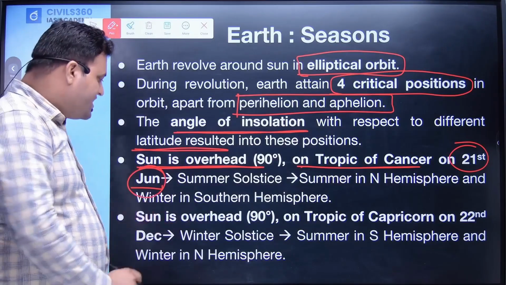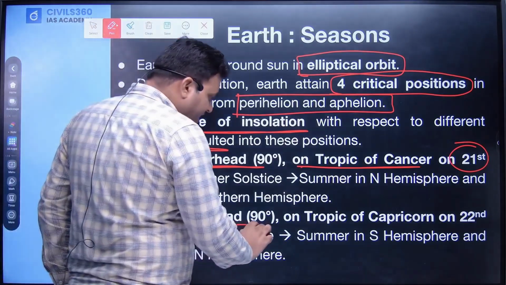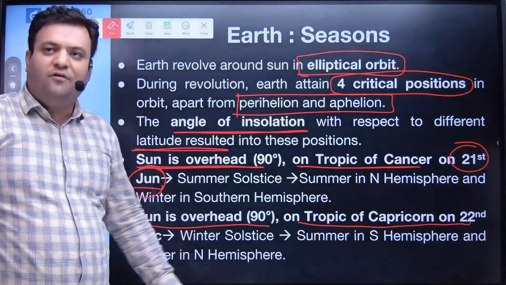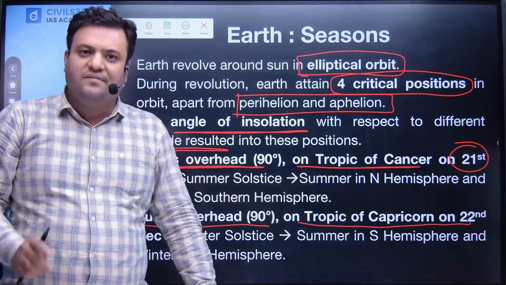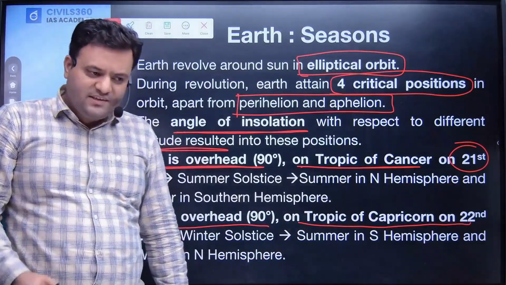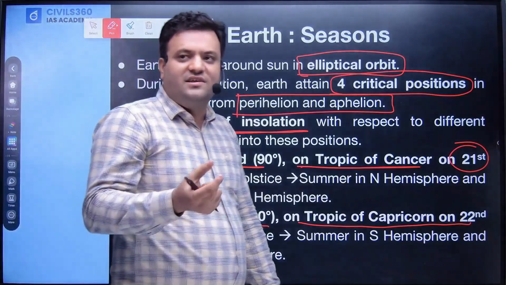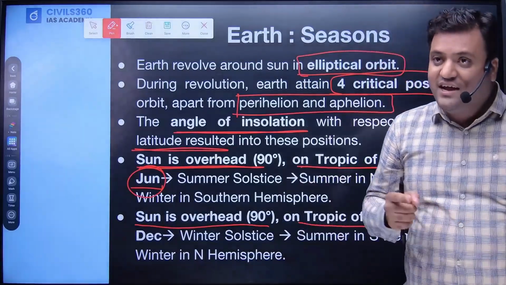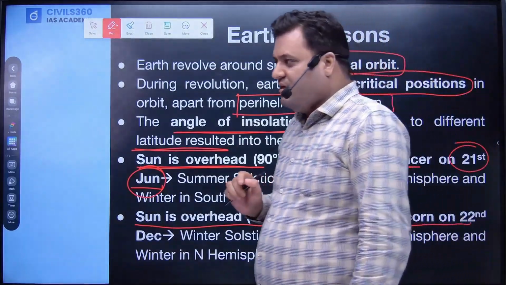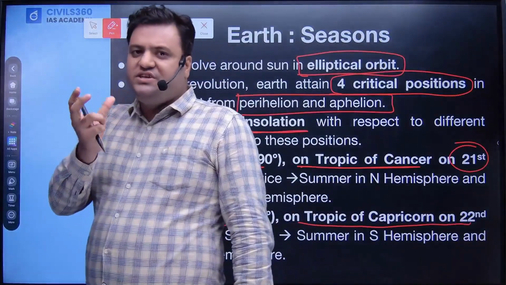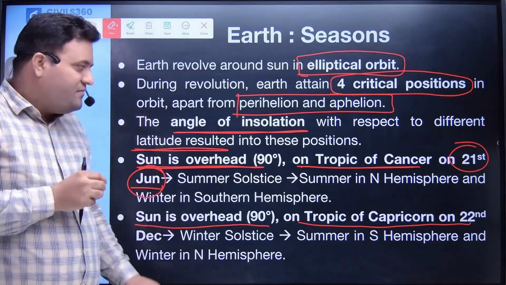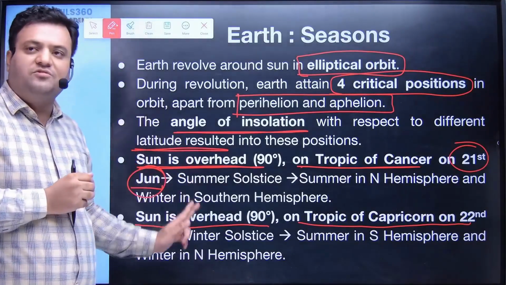Similarly, when the sun is overhead, or 90-degree, on the Tropic of Capricorn, that day falls on 22nd of December, which is termed the winter solstice. In the case of the winter solstice, there will be summer in the Southern Hemisphere, but winter in the Northern Hemisphere. Among these 4 critical positions, we just talked about 2 critical positions.